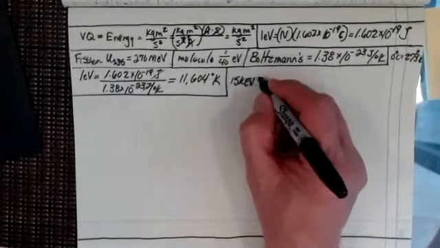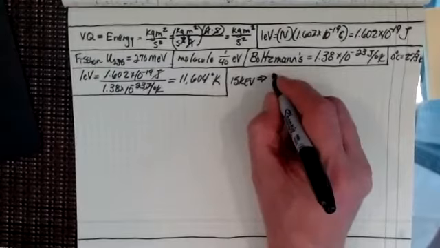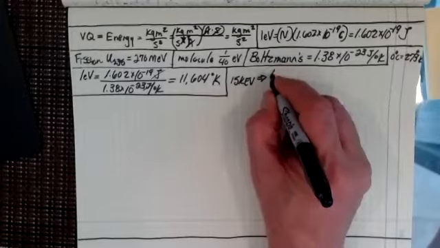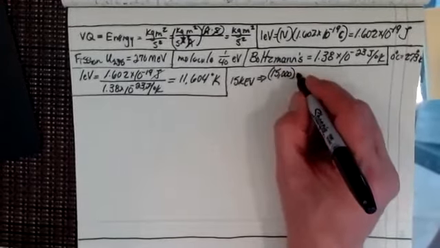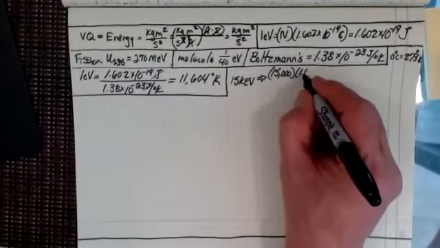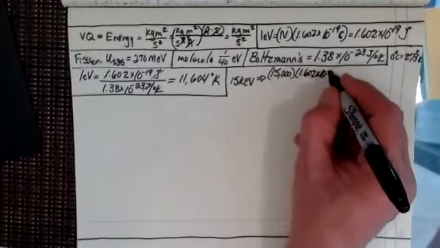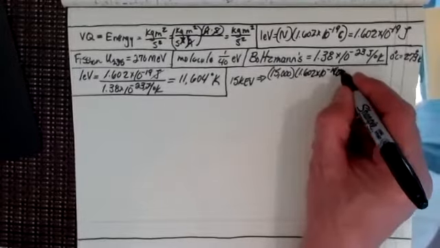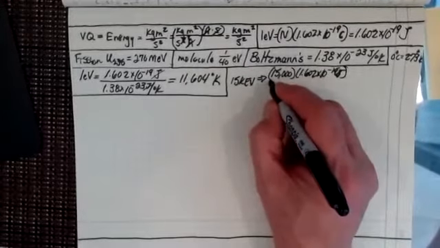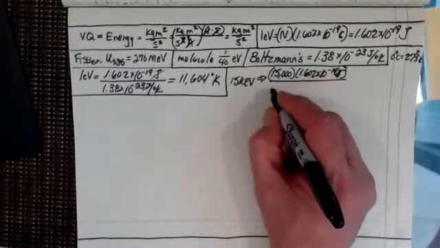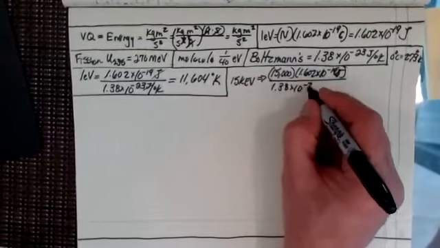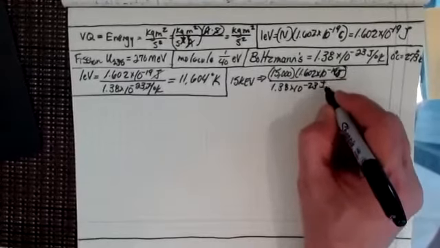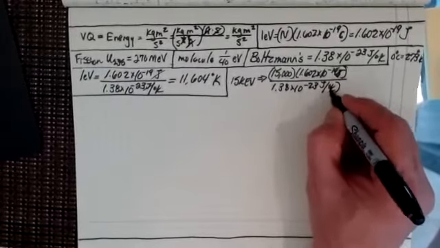Well, let's see what we've got there. 15 kilo electron volts, as far as temperature goes, is going to be 15,000, right, times 1.602 times 10 to the minus 19 joules, divided by Boltzmann's constant of 1.38 times 10 to the minus 23 joules per degree Kelvin.